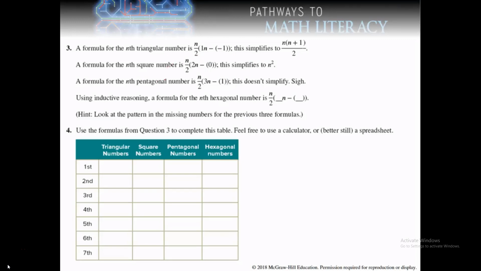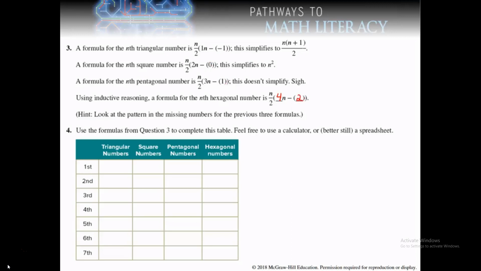So looking at these before they were simplified, it looks like all of them start with an n over 2. So we've got that in the hexagonal formula. And then it looks like for the first part of what's in the parentheses, it starts with 1n and then 2n and then 3n. So I would suspect this time it would be 4n. And then looking at what is subtracted, it starts at -1 and then 0 and then 1. So I would suspect that this time it would be 2. So I would suspect that my formula was n over 2 times the quantity 4n minus 2.